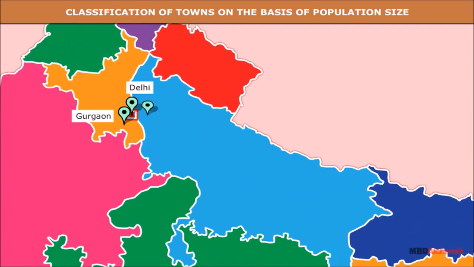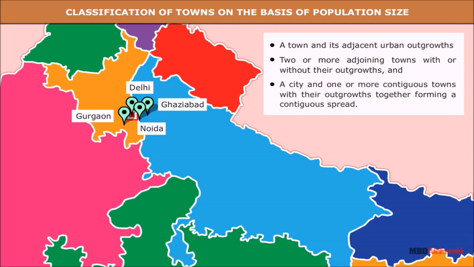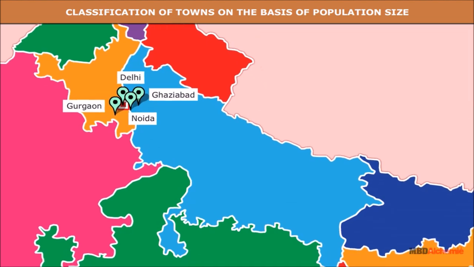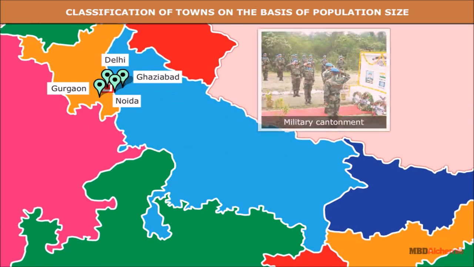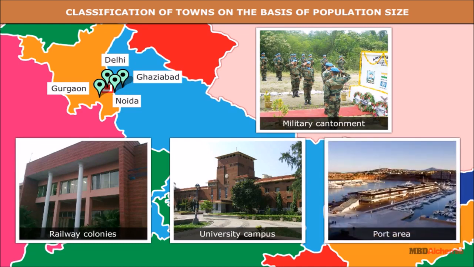An urban agglomeration may consist of any of the following 3 combinations: a town and its adjacent urban outgrowths, 2 or more adjoining towns with or without their outgrowths, and a city and 1 or more contiguous towns with their outgrowths together forming a contiguous spread. Examples of urban outgrowth are military cantonment, railway colonies, university campus, port area, etc., located within the revenue limits of a village or villages contiguous to the town or city.